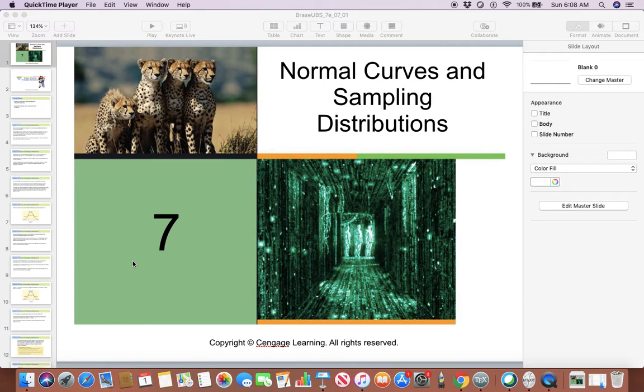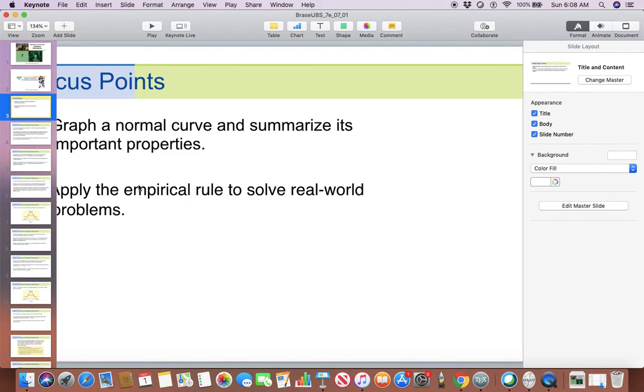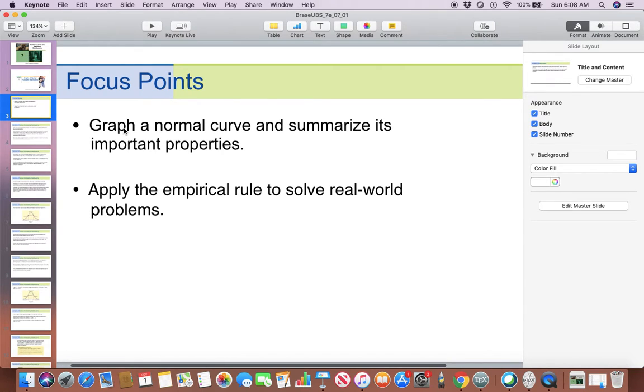Welcome back. We now start on chapter 7, Normal Curves and Sampling Distributions. Section 7.1, Graphs of Normal Probability Distributions. Here we are going to learn about how to graph a normal curve and summarize its important properties, and apply the empirical rule to solve real-world problems.